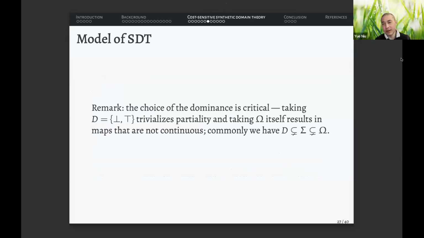Now, just as a side remark, we often have that the dominance is strictly included between just the true and false proposition and the entire class of propositions, which is needed to ensure that every map definable using every partial map whose support is classified by the dominance is actually continuous.